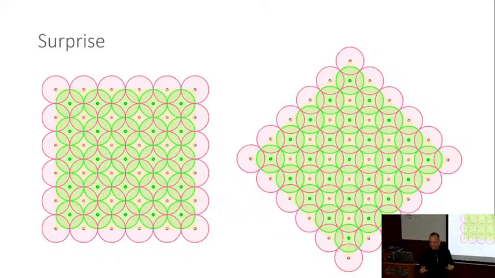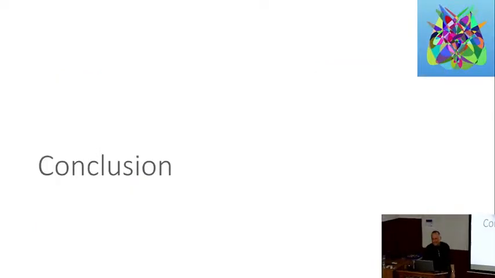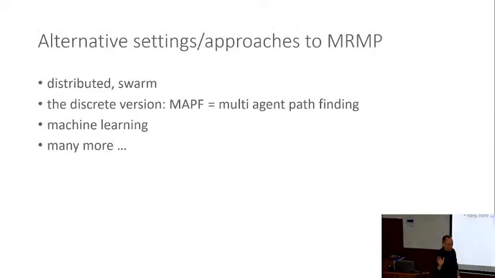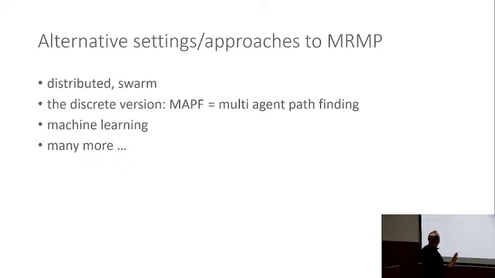I eventually realized that this only happens in 2 dimensions. This phenomenon doesn't happen in 3 dimensions. The number of neighbors in the standard grid grows exponentially, and in the staggered grid it only grows linearly. Let me conclude.